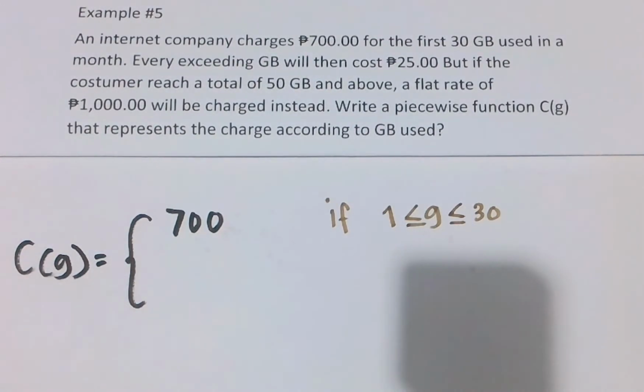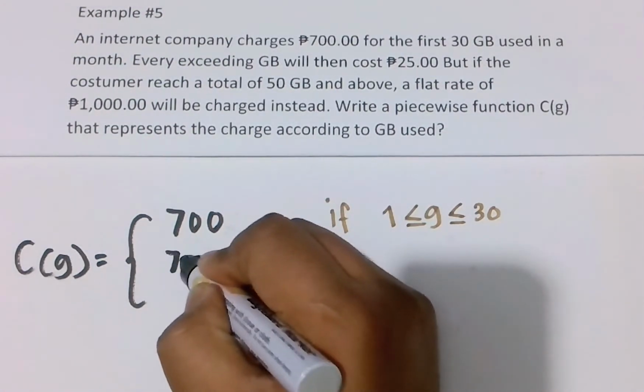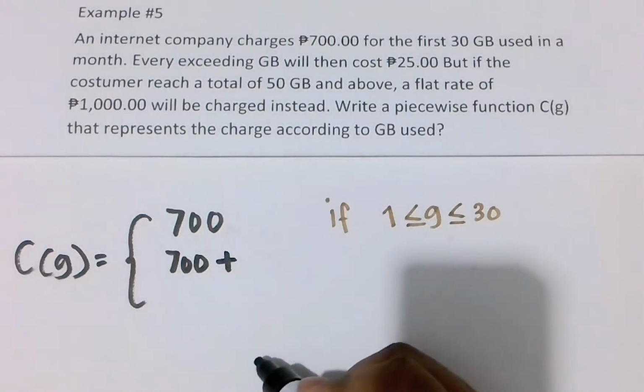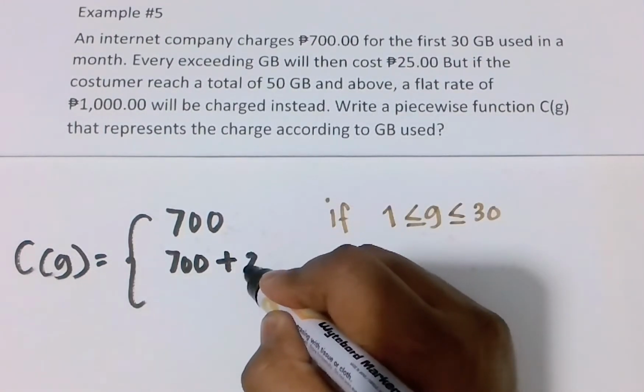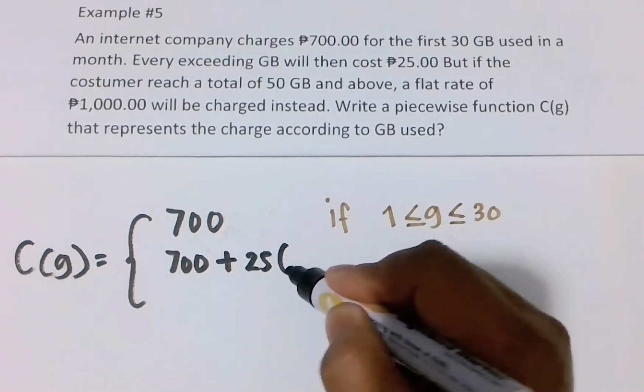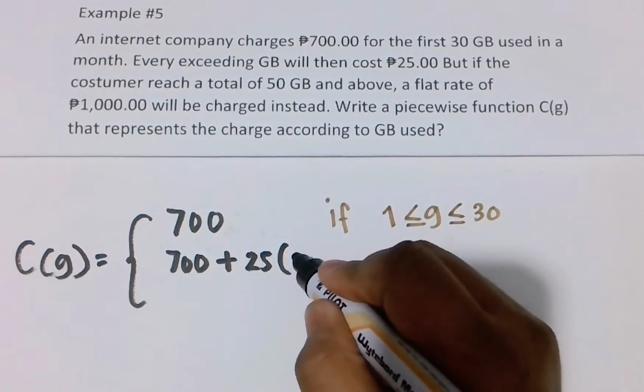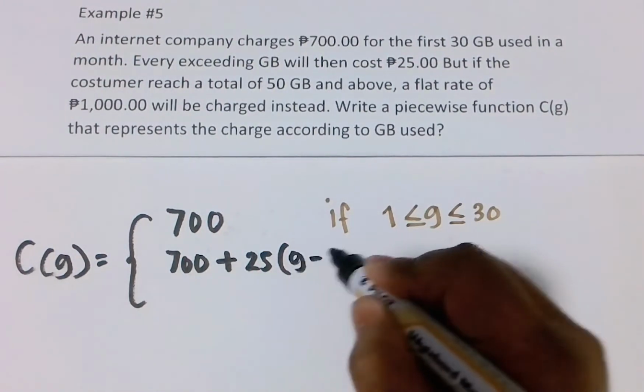Okay? Now, for the second condition, magkakaroon ng additional 25 pesos per gigabyte. Okay? So, therefore, magbabayad pa rin si customer ng 700 pesos, okay, for the first 30 gigabytes. So, plus natin, how much? 25 pesos. Okay? I-multiply natin yan sa difference ng total gigabytes used minus 30 gigabytes. Kasi that's the limitation ng first condition. So, lalagyan natin dito, G minus 30.